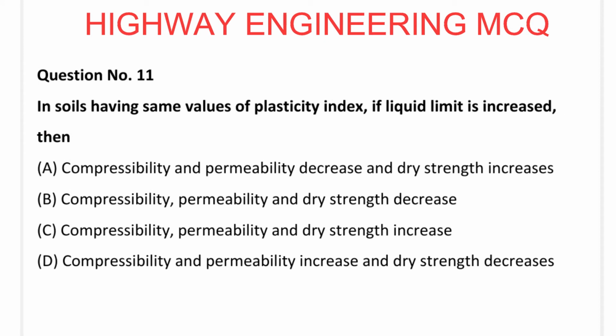So next question, in soil having the same value of plasticity index, if the liquid limit is increased, then option A, compressibility and permeability decrease and dry strength increases; and B, compressibility, permeability and dry strength decrease. Option C, compressibility, permeability and dry strength increase; and option D, compressibility and permeability increase and dry strength decreases. So the answer is compressibility and permeability increase and dry strength will decrease.